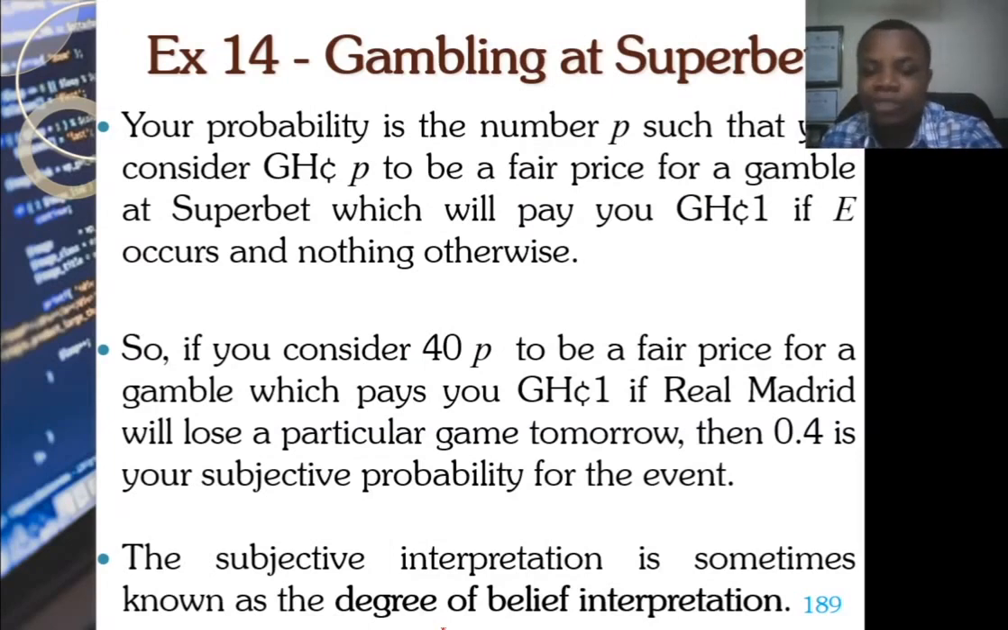So with this 40 pesos, you are going to bet in order to get that one Ghana cedi. And one popular term that they like to use is odds. So you'll be hearing words like the odds for Real Madrid are like 0.4. So these are all subjective probabilities. They are subjective because whatever you say, someone else might think something different from whatever you say. So that is also one thing.